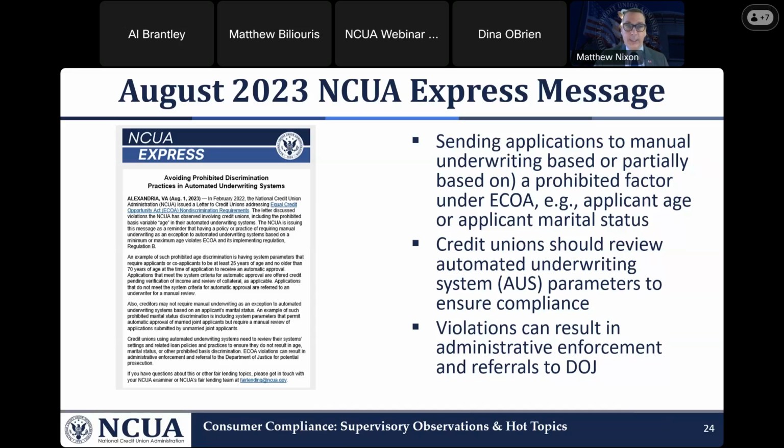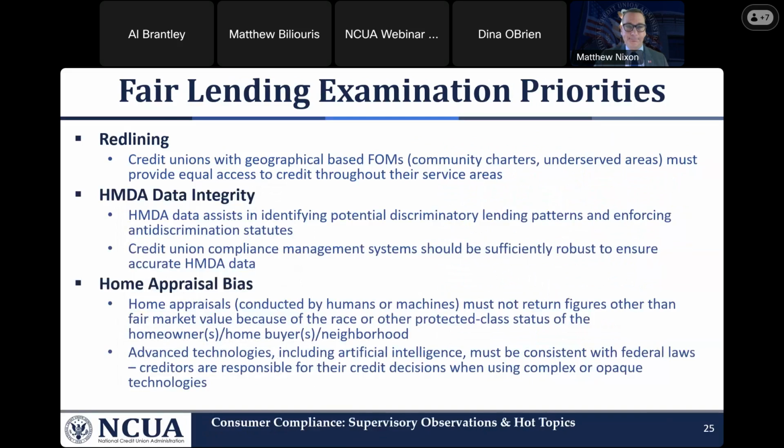If we could move to slide 25. I highlight a few fair lending examination priorities on this slide, but I offer the caveat that fair lending examinations are risk-focused. Examination focal points are selected based on an individual analysis of a credit union's risks, not based on a predetermined set of topics such as those listed on this slide.